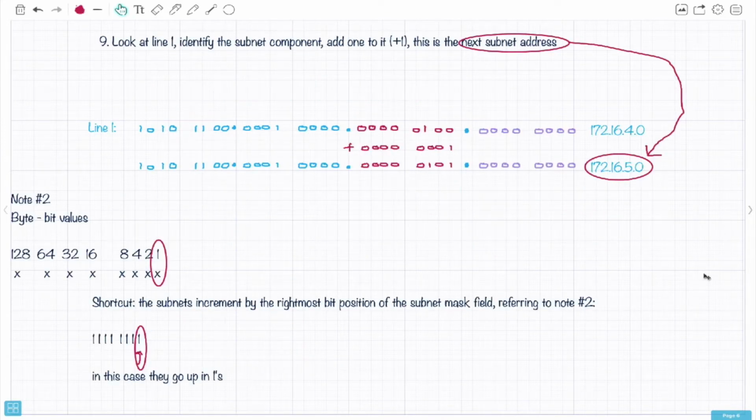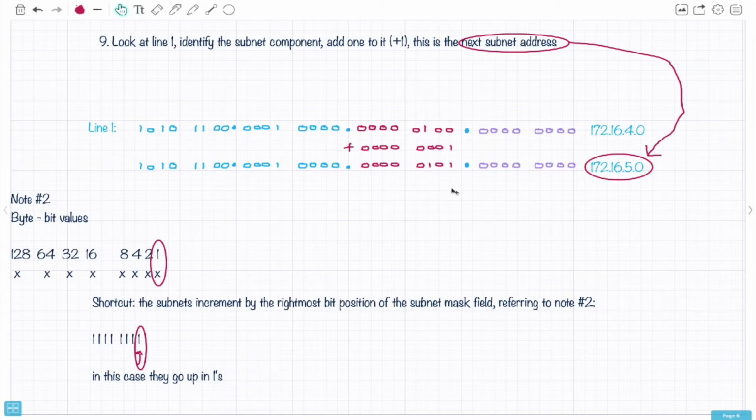Now look at line 1. Identify the subnet component. Add 1 to it, and that is the next subnet address. So in this instance, we're adding 1 to this bit position here. So 172.16.5.0 is the next subnet.